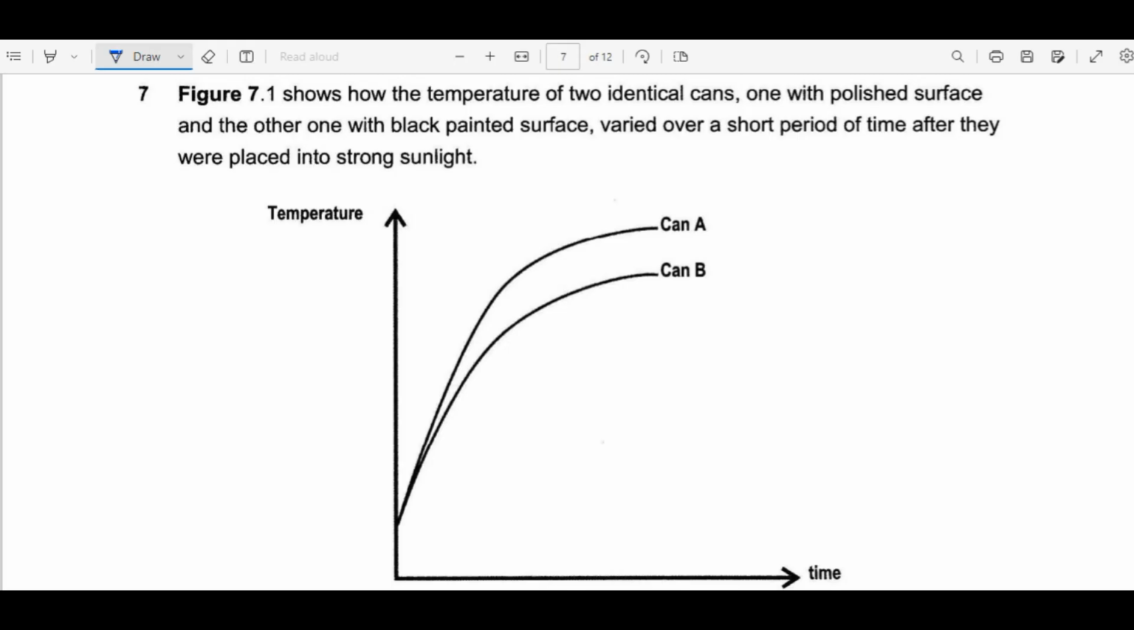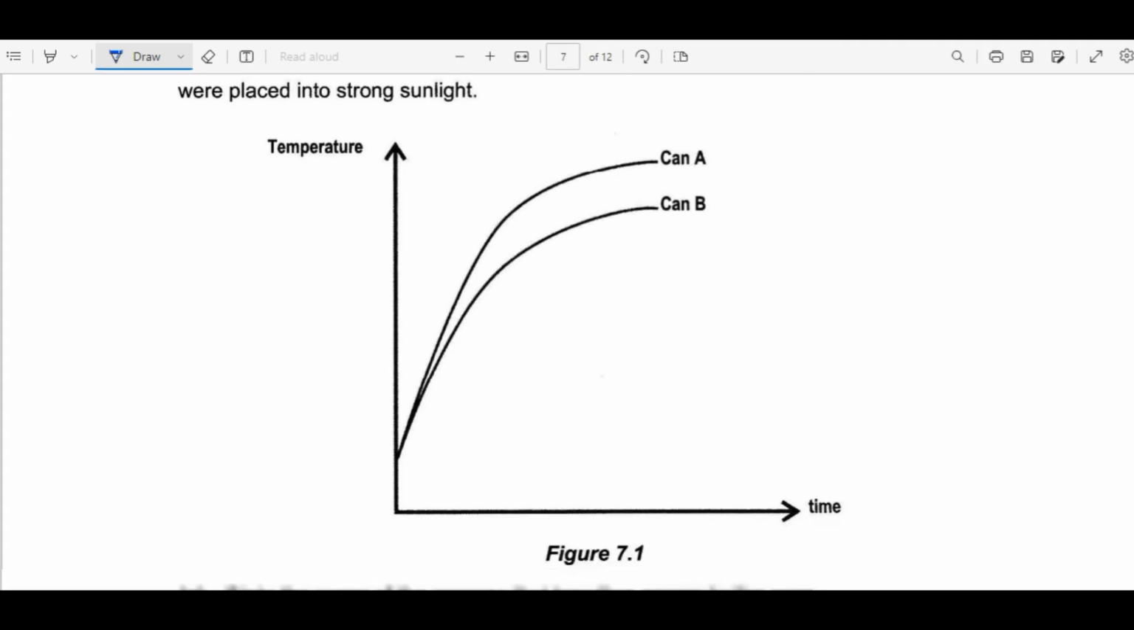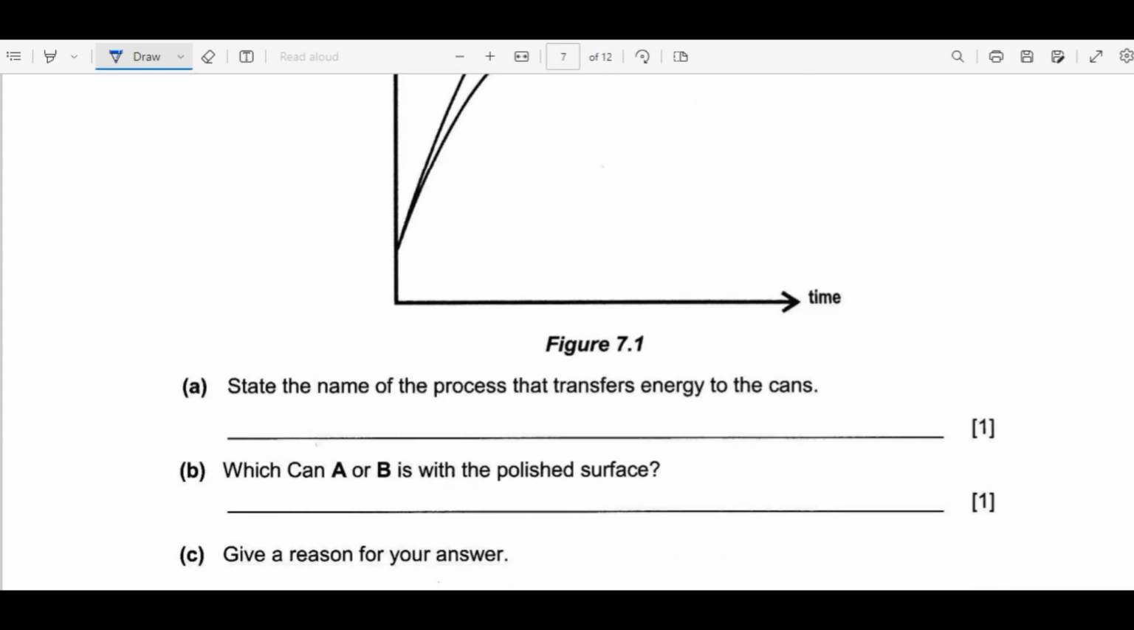We move on to question 7. Figure 7.1 shows how the temperature of two identical cans, one with a polished surface and the other with a black painted surface, varied over a short period of time after they were placed into strong sunlight. From the observation, one absorbed more heat than the other. The one on top, because it moved to a higher height, is telling us that it absorbed more. State the name of the process that transfers energy to the can.